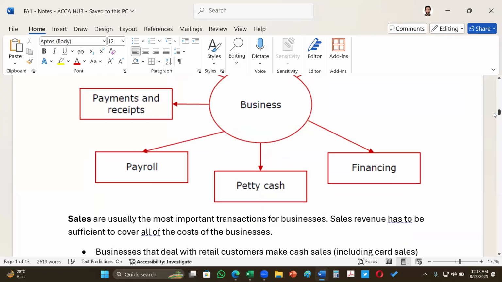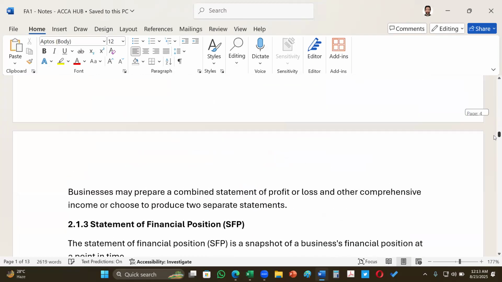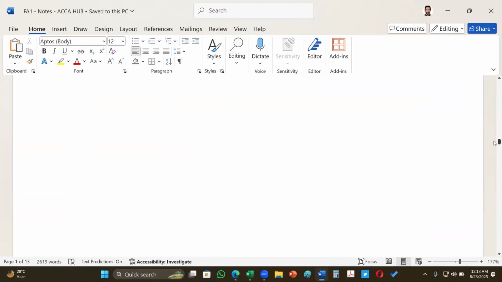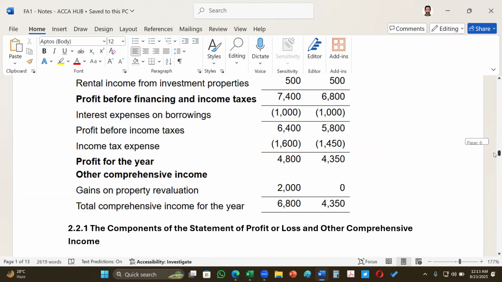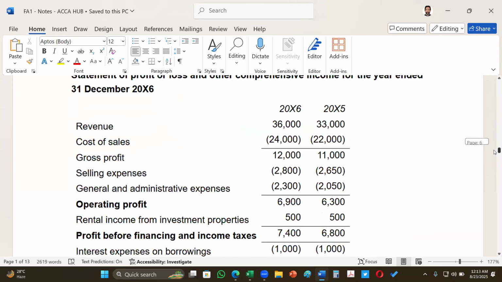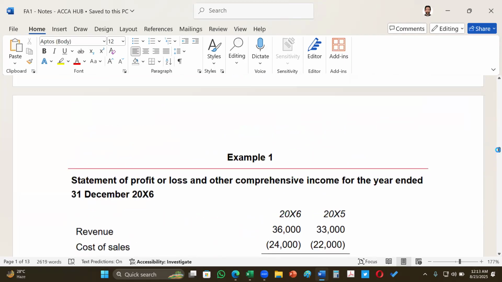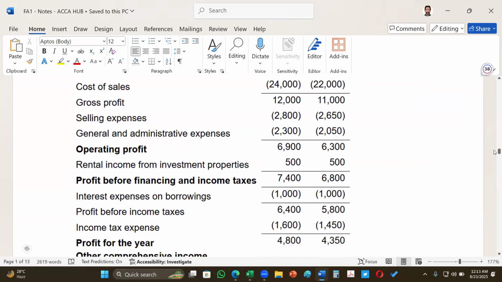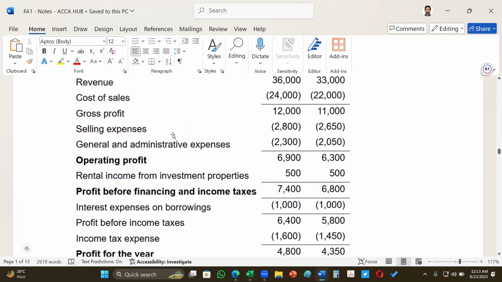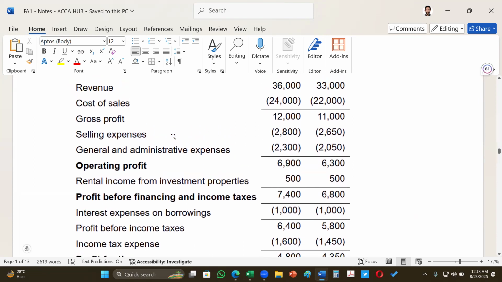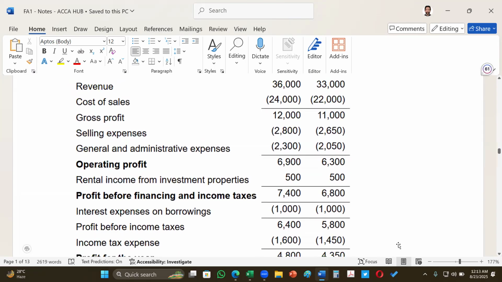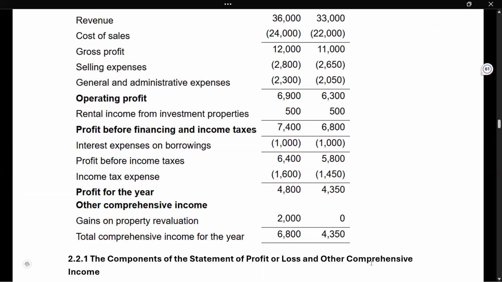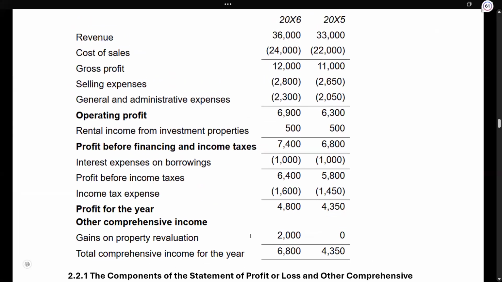Here you go. This is the pro forma. I have done some question practice related to this pro forma for the statement of profit or loss. So you see, we have the revenue, cost of sales, gross profit, selling expenses, which is a new thing, general and administrative expenses, then you have the operating profit. So this is the new updated format.